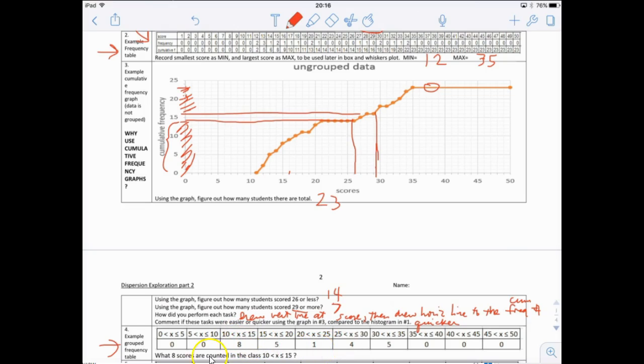All right, and so what does it say here? It says, what 8 scores are counted in the class 10 is less than X is less than or equal to 15? Well, if you look up here, which 8 scores are they?